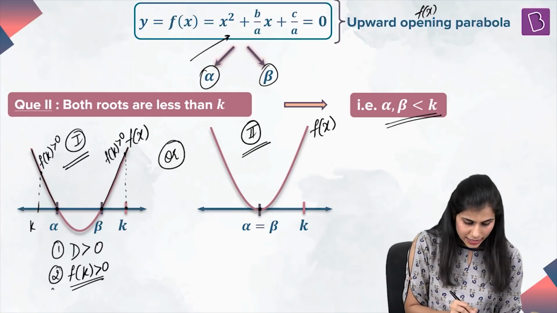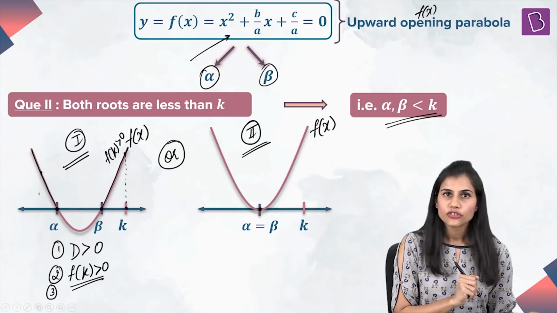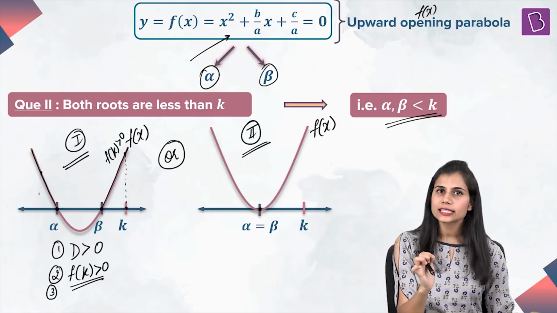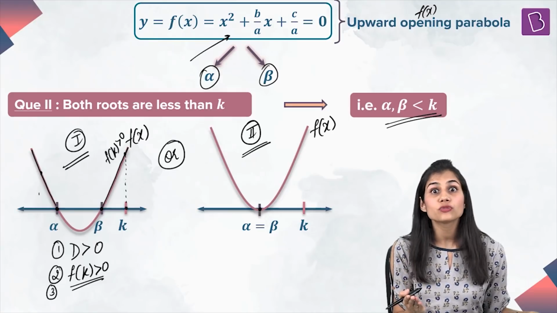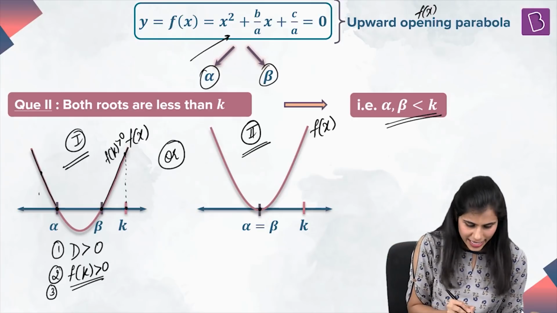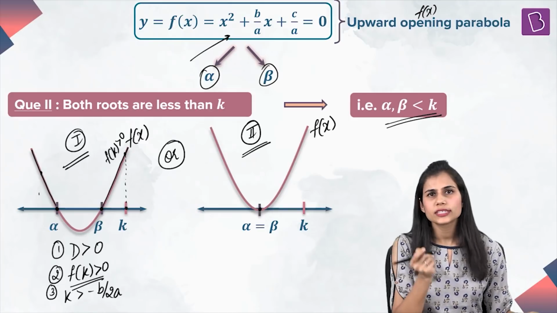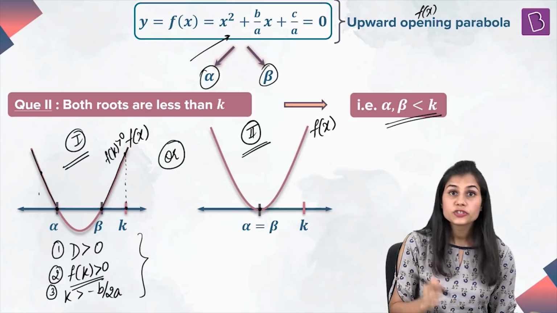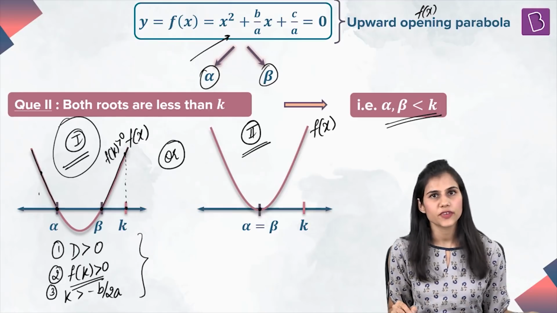So I want a third condition which will ensure that k is lying to the right of beta. Because I want alpha and beta to be less than k, or I want k to be greater than alpha and beta. So I need one last condition which will ensure that k is lying to the right of alpha and beta. That means k is lying to the right of the midpoint of alpha and beta. I will say k is lying to the right of minus b by 2a, which is the x-coordinate of the vertex, which is nothing but the midpoint of alpha and beta. These three conditions, when considered together simultaneously, will give me the first figure.